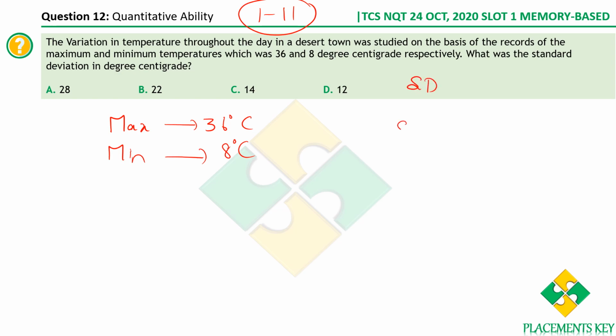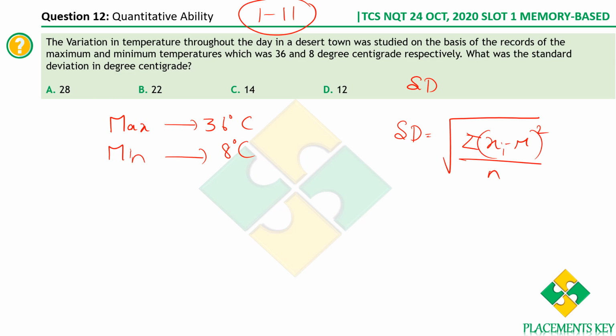What is the formula for standard deviation? Standard deviation is equal to square root of sigma (xi minus mu) whole square divided by n, right? Xi minus mu whole square divided by n. What does that mean?